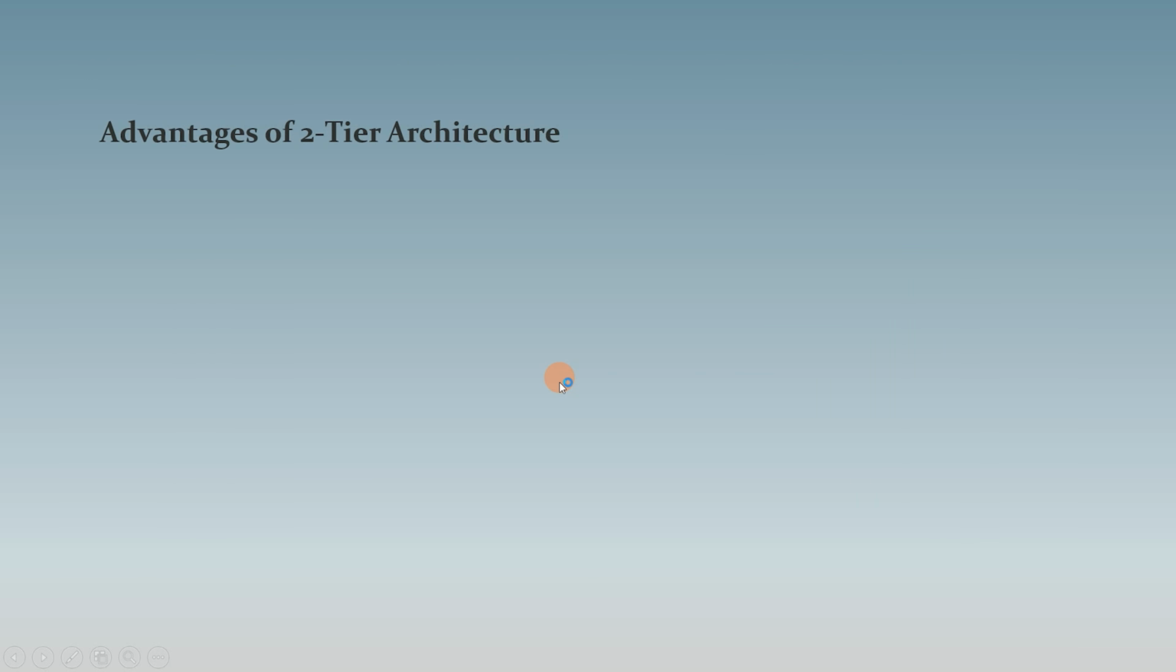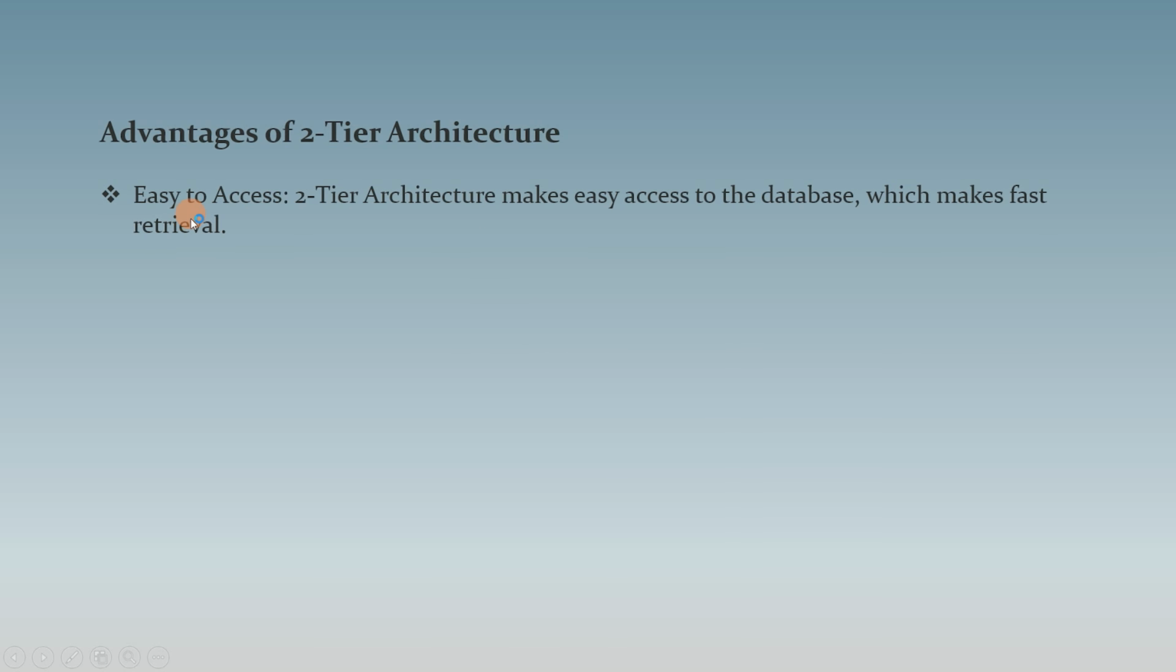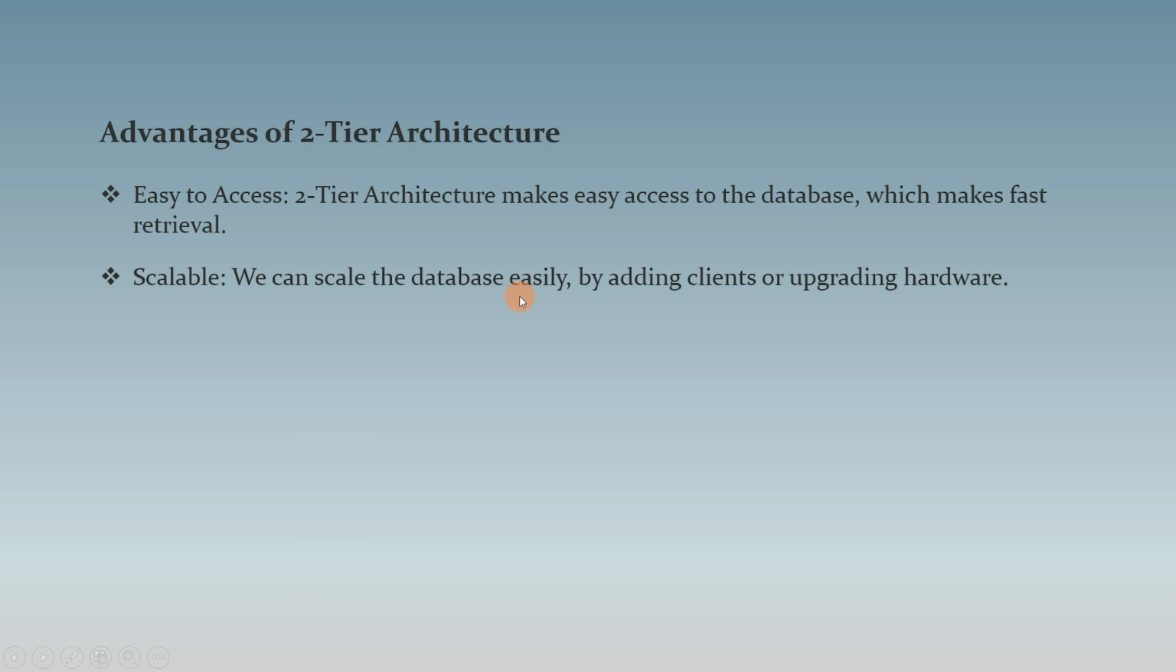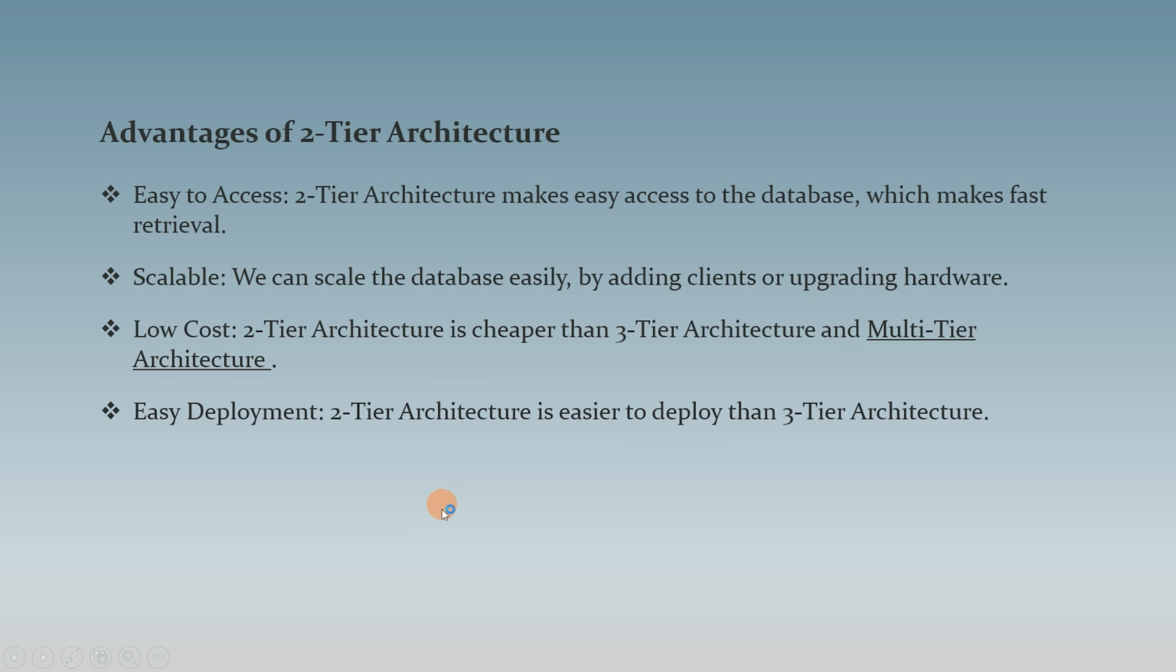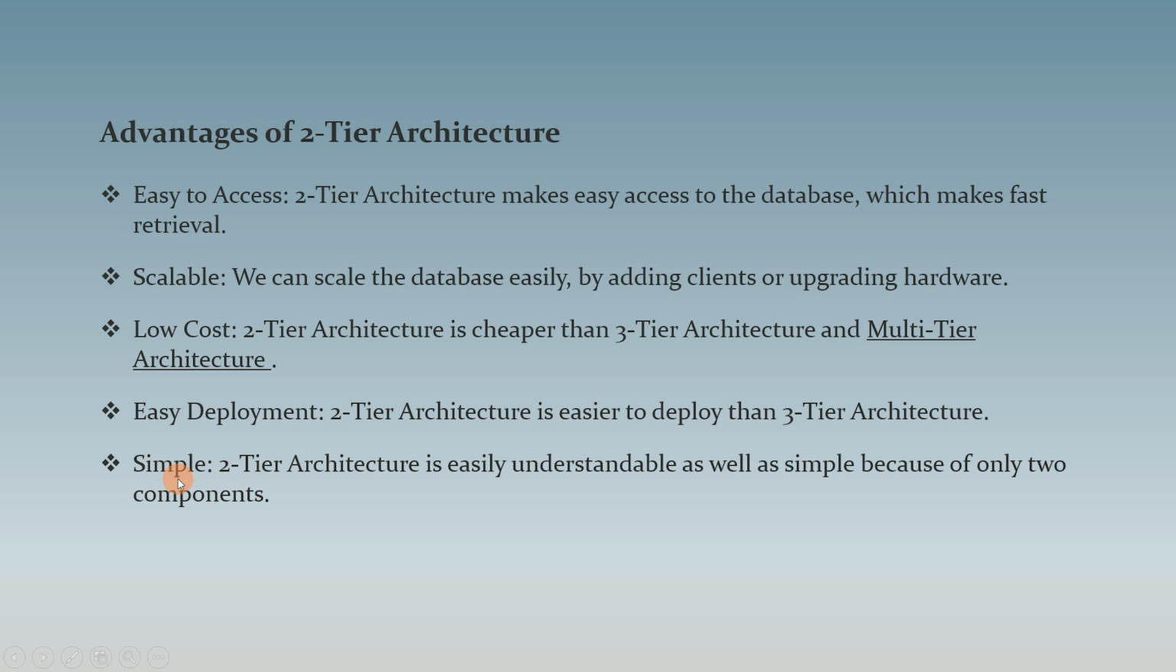And now, advantages of 2-tier architecture. Easy to access. 2-tier architecture makes easy access to database, which makes fast retrieval. Scalable. We can scale database easily by adding clients or upgrading hardware. Low cost. 2-tier architecture is cheaper than 3-tier architecture and multi-tier architecture. Easy deployment. 2-tier architecture is easier to deploy than 3-tier architecture, and it's simple because it is easily understandable, as there are only 2 components. However, in tier 1 architecture, there was just one component, but here there will be two.